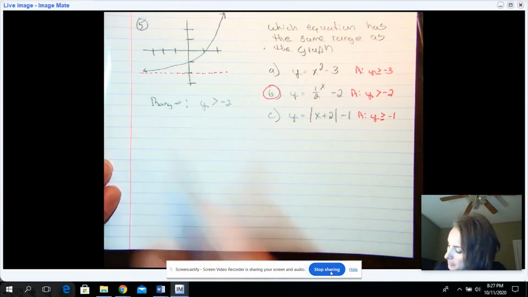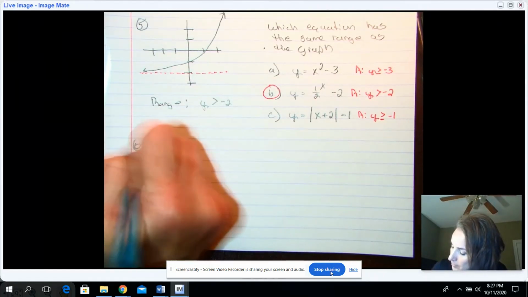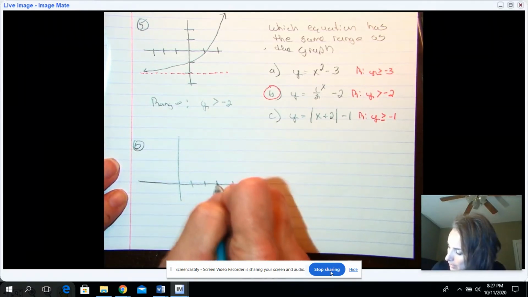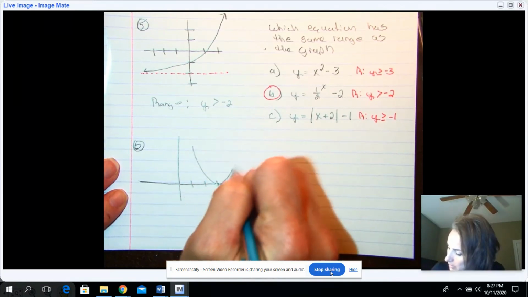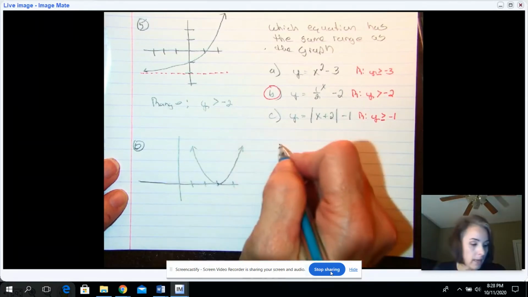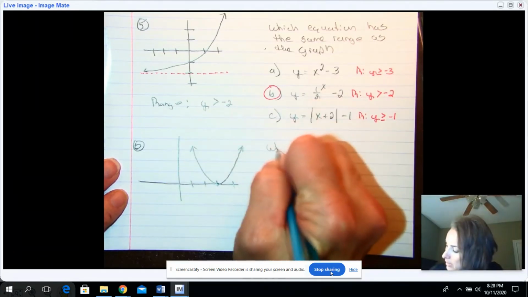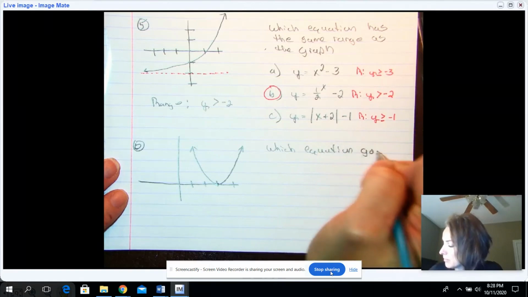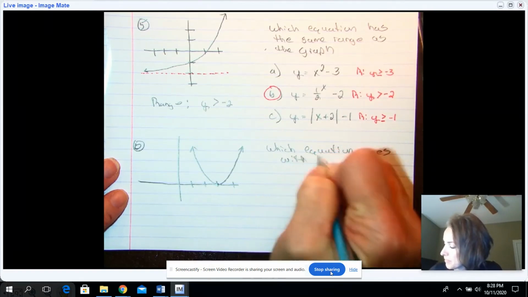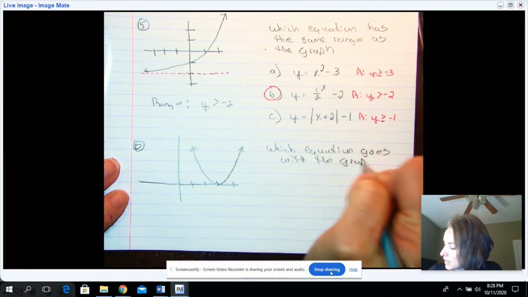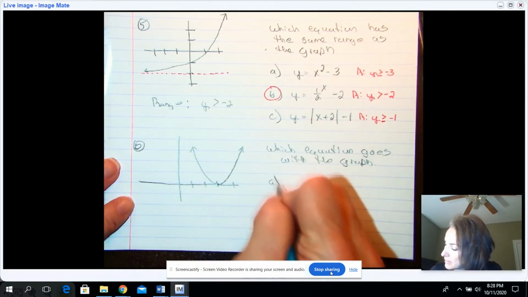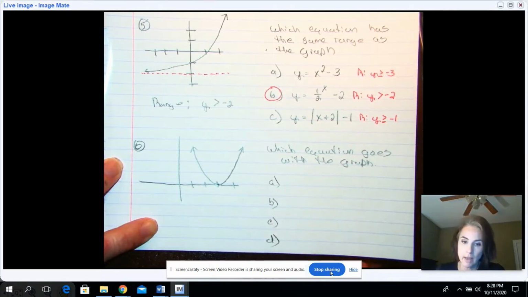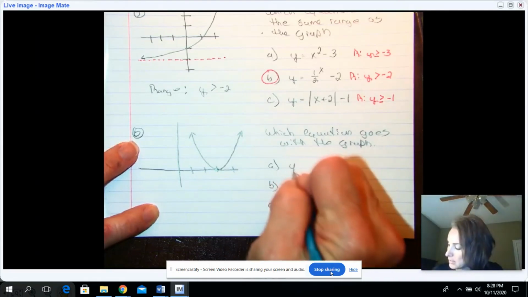All right, and then the next one. Go over 1, 2, 3, 4. Okay, so we're just going to draw a parabola that looks like this. And which equation goes with the graph? Again, you could technically put all of these in Desmos and look at them, but you shouldn't have to. You should know enough about your parent functions to see what's going on.